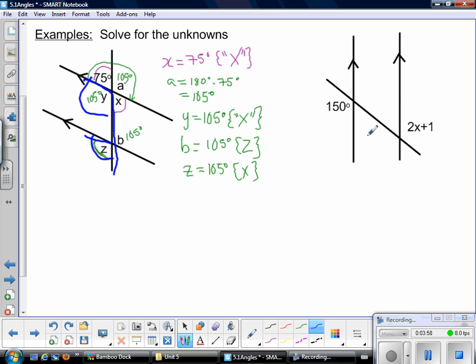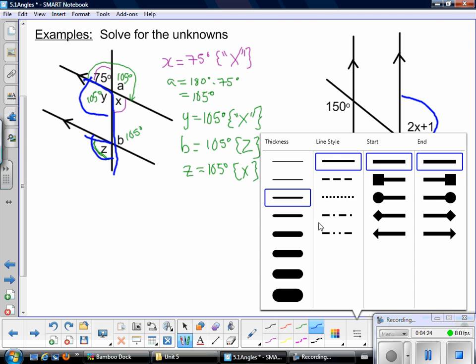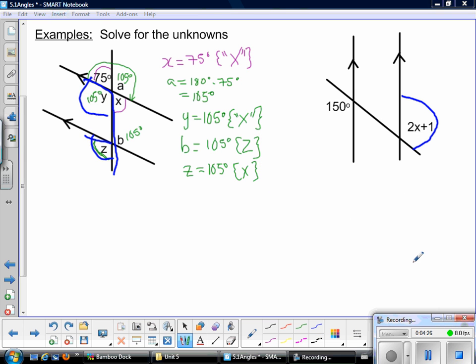Okay, now the next question's a little bit different. It's a little bit different for a couple reasons. One of the reasons being that I have 2x plus 1 here. So in most cases, I'm going to find what x equals, but I would need to know what that angle equals. So let's do some work here again. And I can't actually get it right away. Okay, so I can see there's my X pattern. I can fill in items along my way.